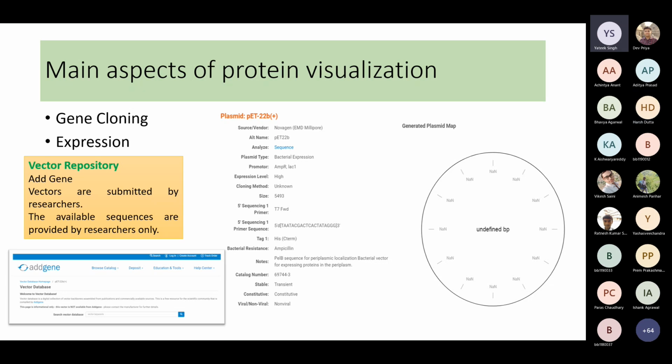So gene cloning is one aspect, and then when we have the cloned gene in our plasmid, we express it in our host so as to produce a protein. Fine.